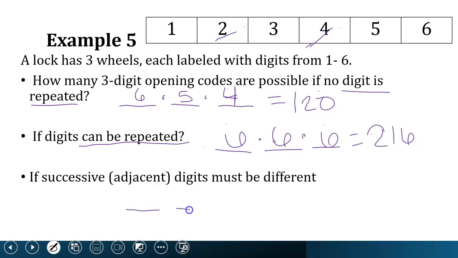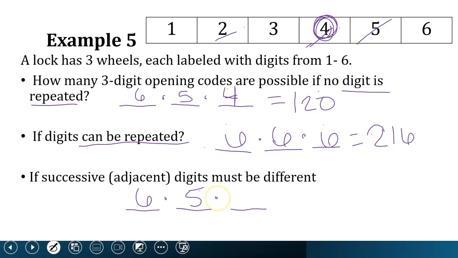All right, so the last, C, remember that's our tricky one. Successive, so adjacent digits must be different. So the following digit must be different. So my first choice, all of them are up for grabs. So I have 6. Now if I choose that 4, it can be everything but number 5. So how many do I have? 1, 2, 3, 4, 5 choices.